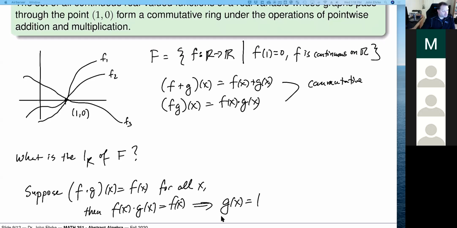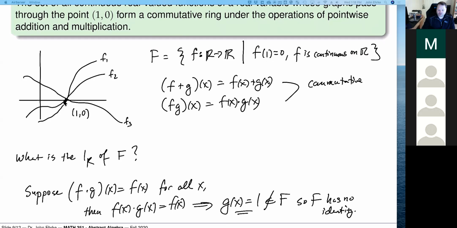But here's the problem with saying that g(x) is the constant function 1. The way we've defined this set, all of the functions belonging to this set would have to pass through the point (1, 0), and the constant function 1 would pass through the point (1, 1). It would never pass through (1, 0). So this function is not an element of F, so F has no identity.